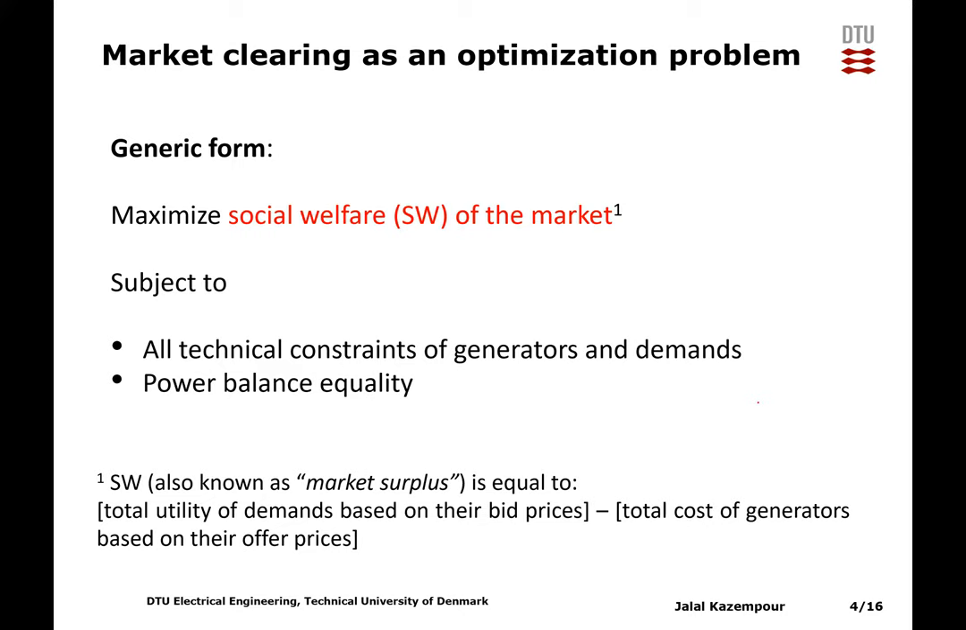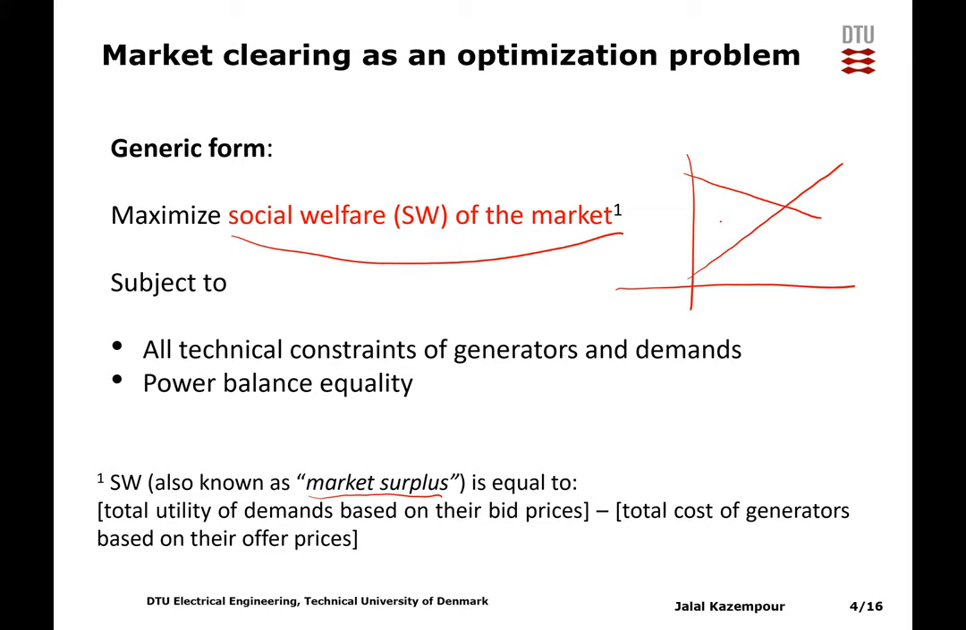So in every market, we need to maximize social welfare of the entire market. It's also known as market surplus. So what does it mean? It means that if we have a demand curve and supply curve, so this is the demand surplus, this is the generation cost, and the area between these two curves, it's social welfare. So this area is social welfare. But how to write it? It's easy. It's the total utility of demands based on their bid prices minus total cost of generators based on their offer price. So we are always trying to maximize the social welfare.